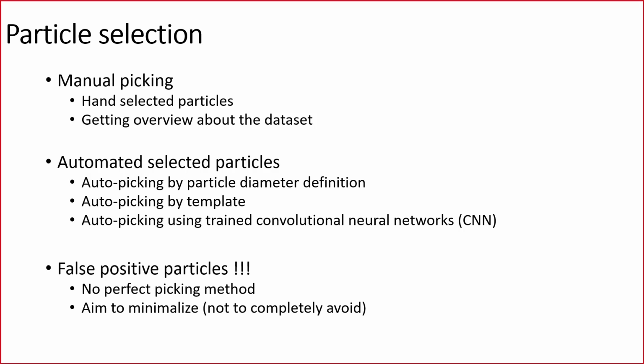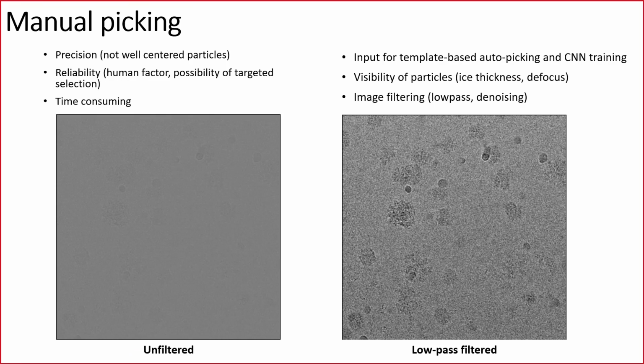Then you have automated selection of the particles. This can be done by auto-picking defined by some blob estimation based on the particle diameter, or you can auto-pick by a template that you already know, or, the most modern and most used methods nowadays, I would say, are convolutional neural networks applied on your data. Beware that all of the particle selection suffers from false positives, but don't try to be perfect. There is no perfect picking method, and in the later stages of the process, we will get rid of the false positives and the junk particles.